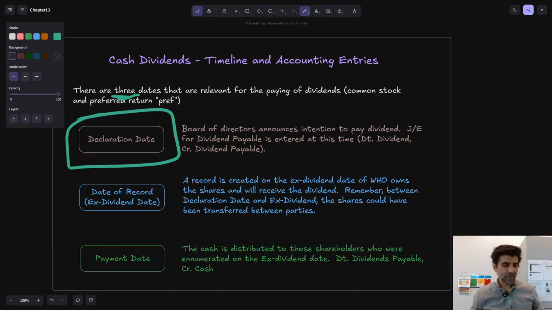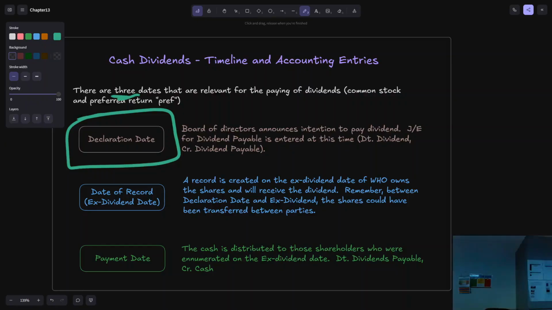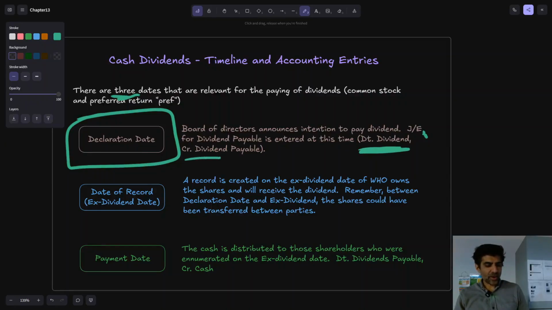The first is the declaration date. This is when the board of directors does a press release or somehow conveys to the public that a dividend is going to get paid. It is this day where we are basically going to account for the dividend, so there's going to be a journal entry on this declaration date. You're going to debit dividend and credit dividend payable. You're not going to credit cash yet because the dividend is not getting paid on the same day that it's declared. But the board of directors has made it official that the dividend is going to happen. So that's why we're going to debit dividend.